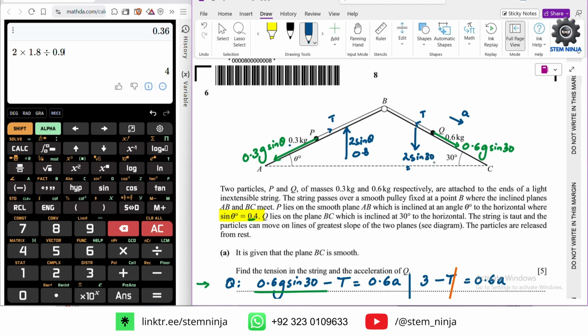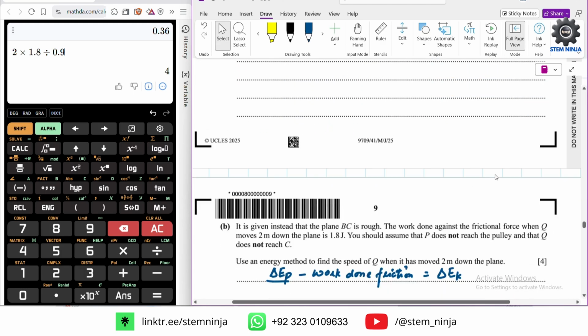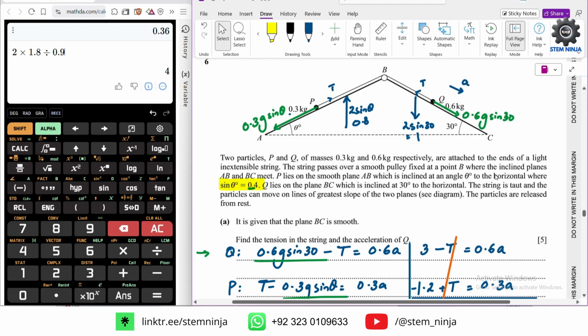This is sine 30, which is just 1 over 2, so this is just 1 meter straight down. However, this is not the change in potential. The change in potential would be something else. Since we are saying loss in potential, gain in kinetic, we are moving downwards, right? So we will take the direction of Q to be the positive one.